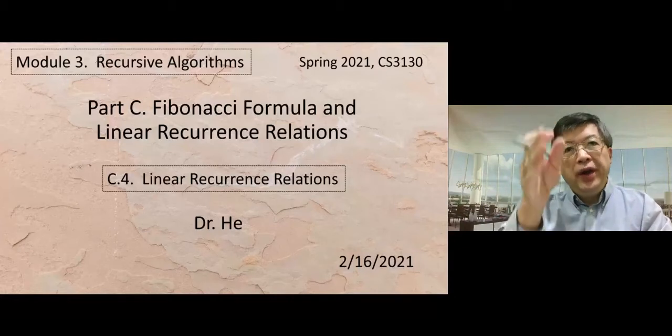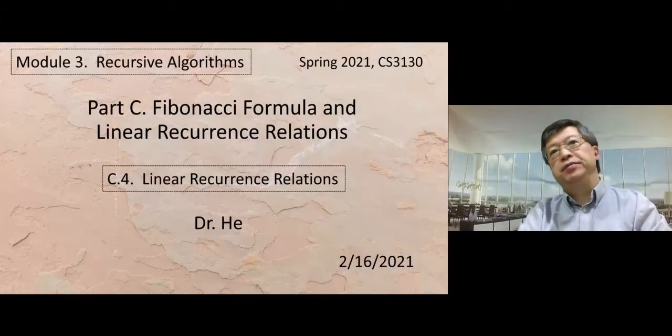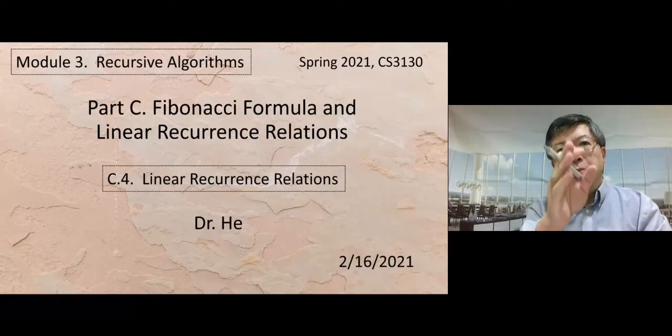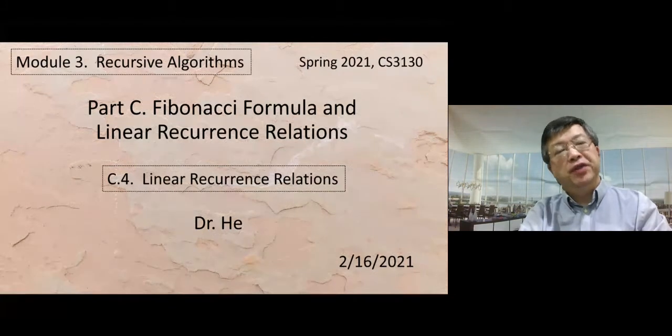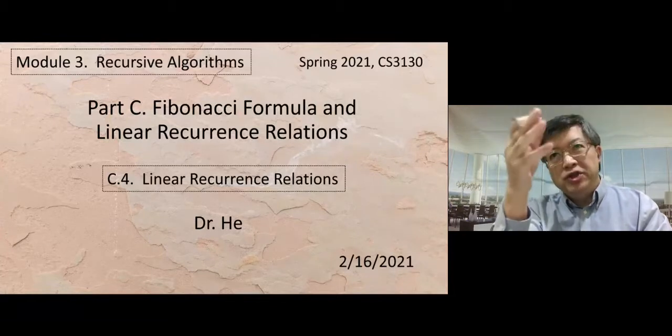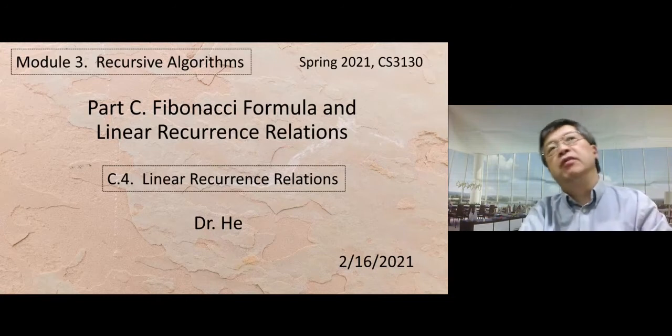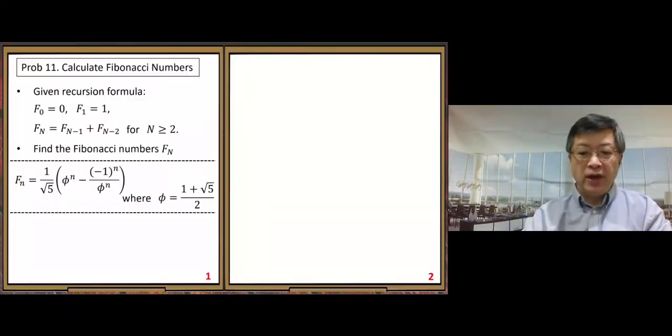3.4, linear recurrence relations. In this part, we will solve a special type of linear recurrence relations, because this method is very general, so we can use this method to solve a large class of linear recurrence relations. All right, so let's look at the problem.